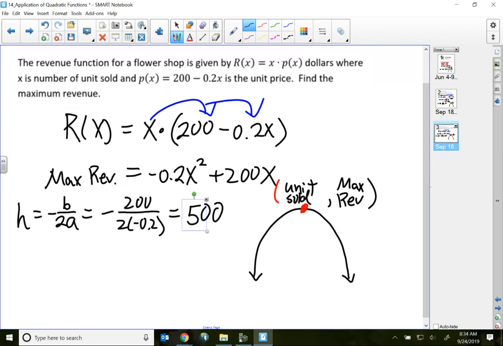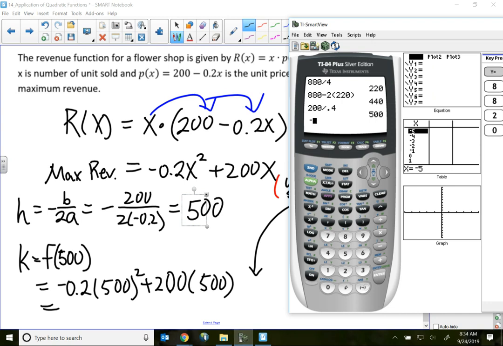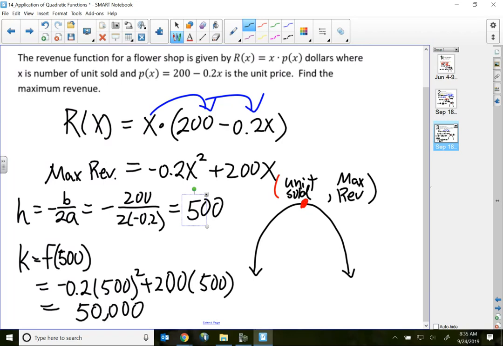So the problem never asked me how many units I have to sell to generate the maximum revenue. It only wants me to find the maximum revenue. That means in this problem I need to actually find the k, or the y value. So I'm going to simply plug it back into my function. That would be negative 0.2 times 500 squared plus 200 times 500. Let's see what my maximum revenue is. Negative 0.2 times 500 squared plus 200 times 500, which is $50,000. So the maximum revenue is $50,000. Then the units that got to be sold to generate that $50,000 got to be 500 units.